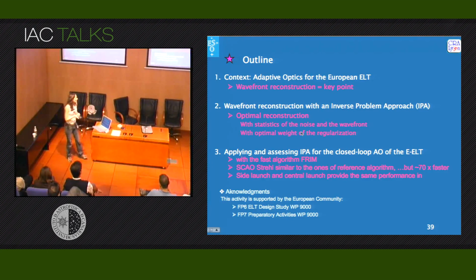No, yes, it's foreseen. The European ELT is supposed to be an adaptive telescope, which means that it has by default single-conjugate AO, which is done with a natural guide star, and also natural guide star GLAO, ground layer AO, correction. So it's foreseen.